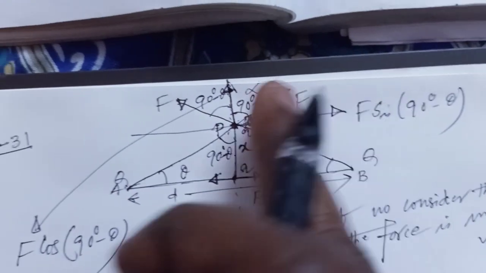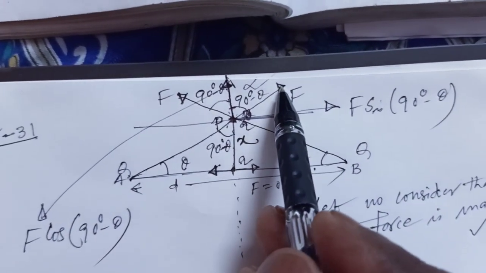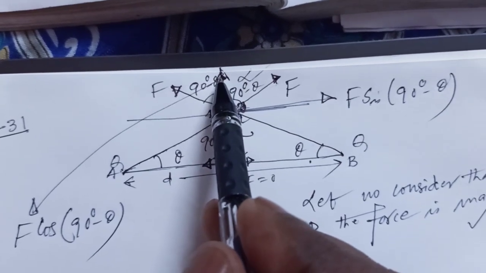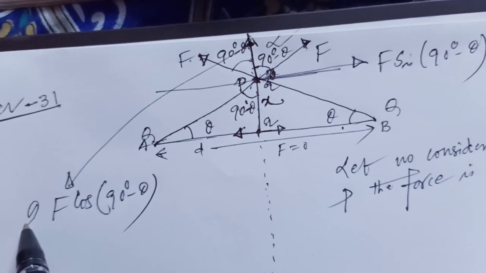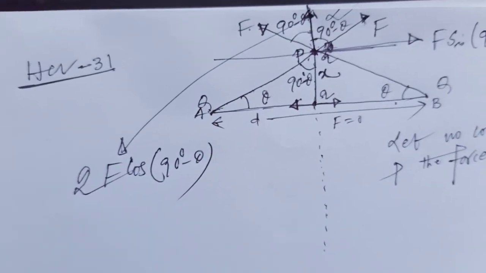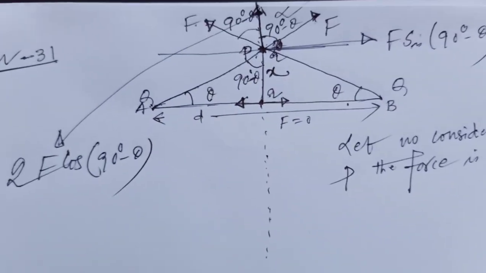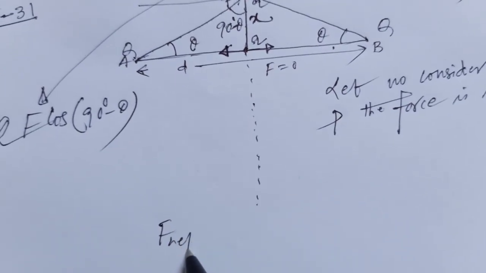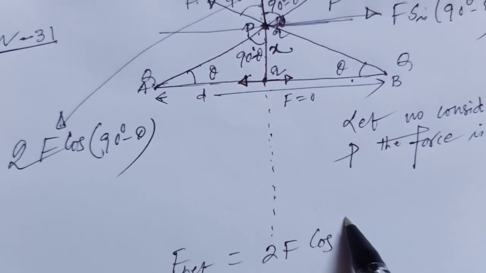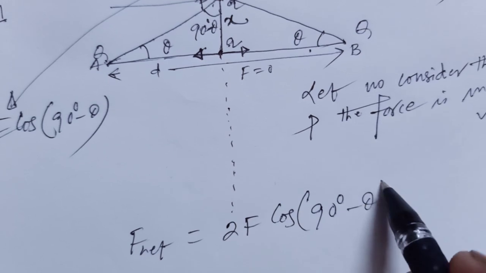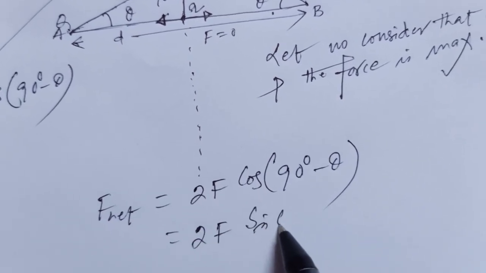So this is F sin theta and this is F cos theta, and this force is F. So this is F cos(90 minus theta) and this force is F. So this is also F cos. So the total force is 2F cos(90 degrees minus theta). So the net force acting on that particular charge is F net equal to 2F cos(90 degrees minus theta). So cos(90 minus theta), students, is exactly sine theta.